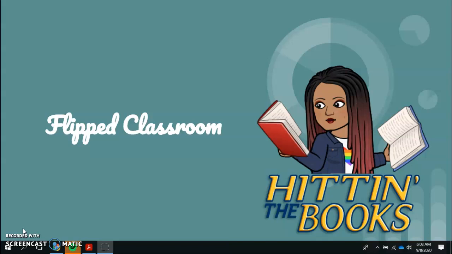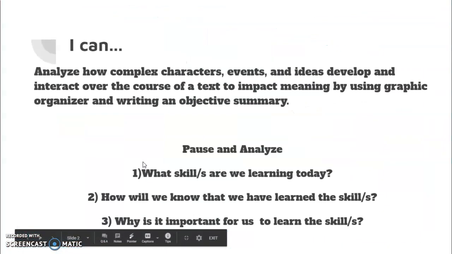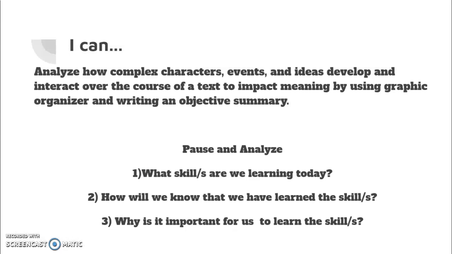Bond. Okay, so today we are going to discuss Standard 3, which is: I can analyze how complex characters, events, and ideas develop and interact over the course of a text to impact meaning by using a graphic organizer and writing an objective summary. Remember that we will be using the graphic organizer and writing an objective summary in class, as well as doing a lot of our reading.